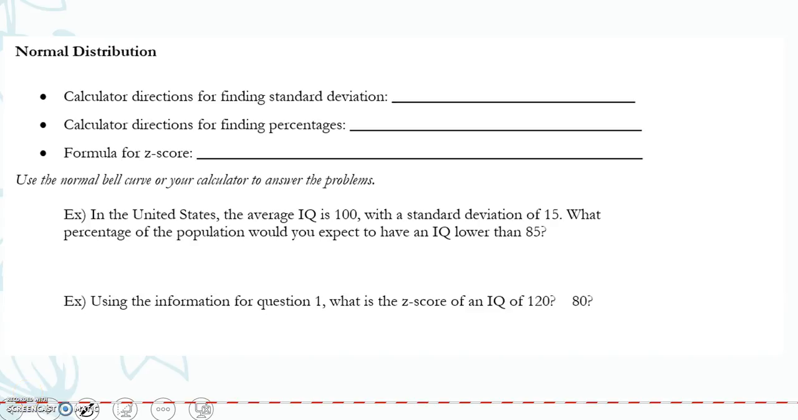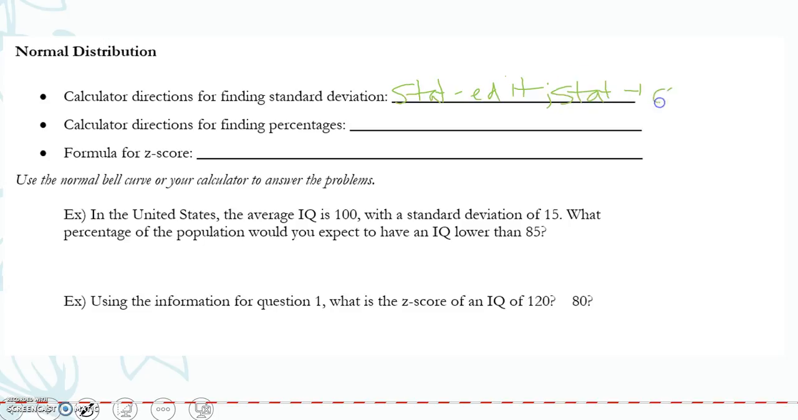Alright, the final review is for normal distribution in Unit 8. So the calculator directions for finding standard deviation: you first hit Stat Edit, just like you're doing scatter plots. You would fill in the table. You'll just fill in the first column this time. And then after you fill that in, you hit Stat.